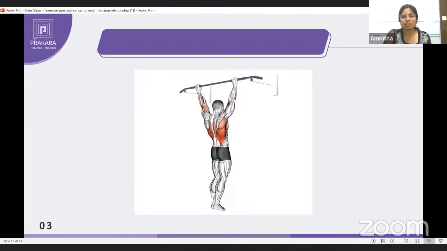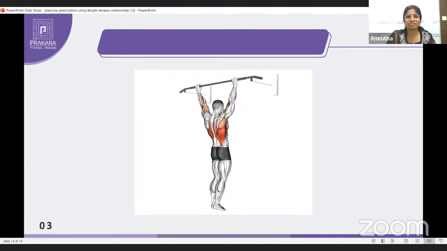This is dead hang. Hanging is also one of the starting positions which we learn in exercise therapy. Latissimus dorsi, all the postural muscles here, rhomboids, middle trapezius, levator scapulae, and the forearm muscles and the arm muscles. All muscles here will be included in these exercises. I have added the pictures of these three exercises, not the others.